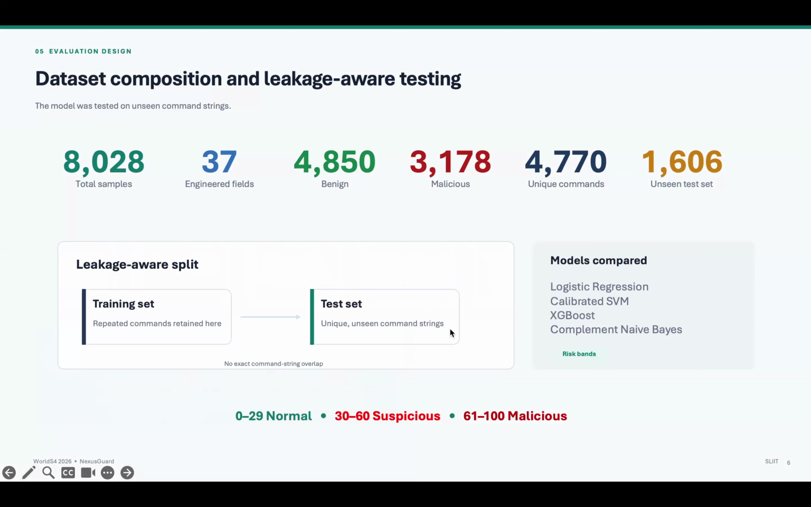So if I can quickly go through this, the data set for the ML contained 8,028 commands. 4,850 of them were benign and 3,178 were malicious. From these commands, we created 37 engineered fields representing command structure and security relevant behavior.